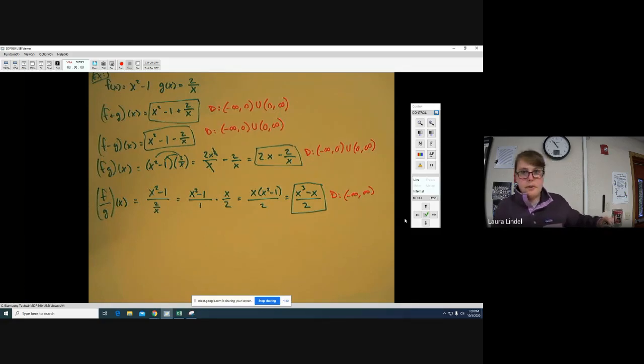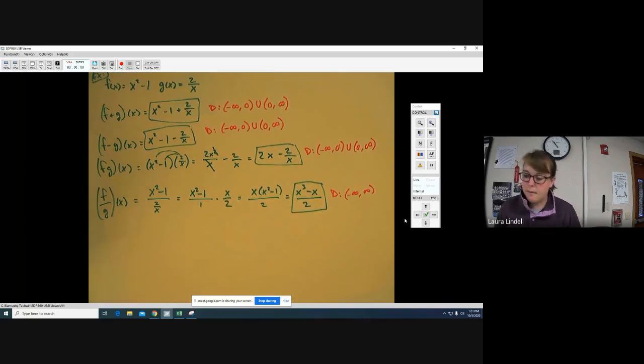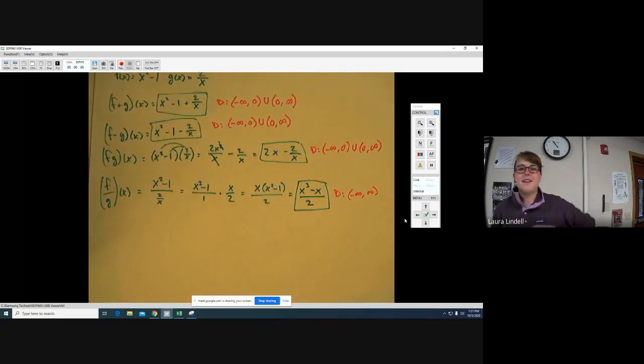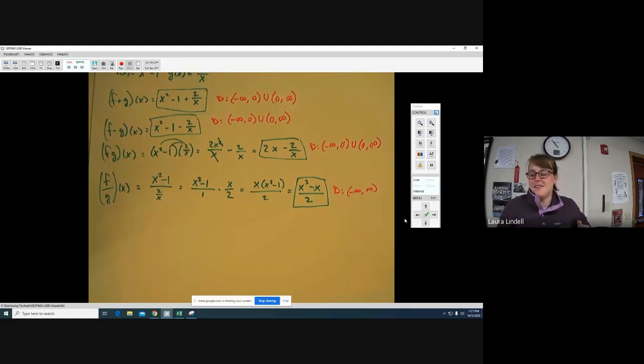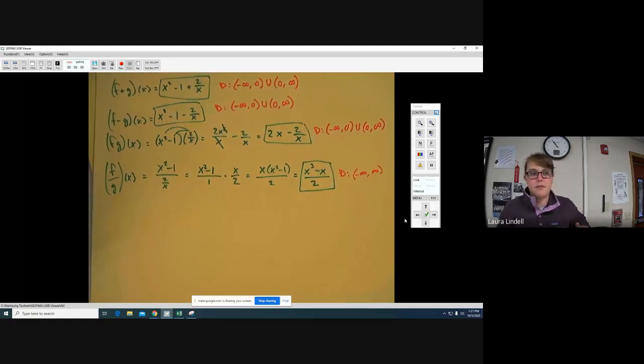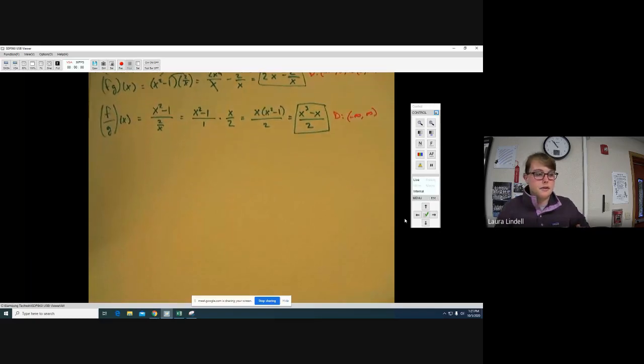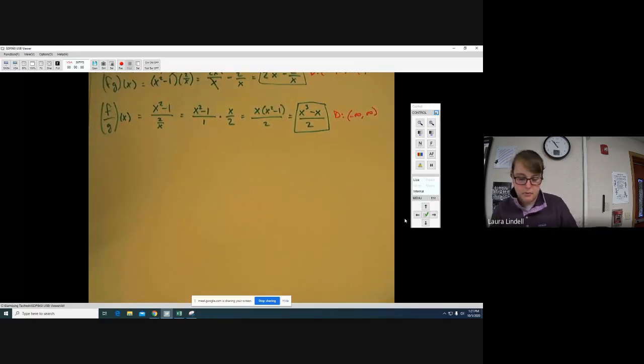Now we're going to get a little bit of practice with composition of functions. If your composition of functions notes are nearby, you're going to want to have those out just to make sure that you're on the right track with these first couple.